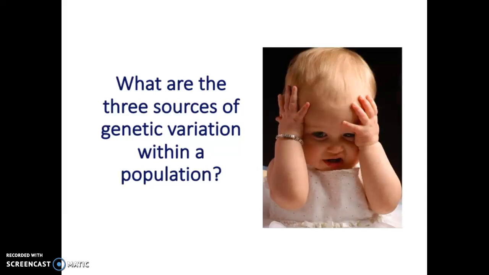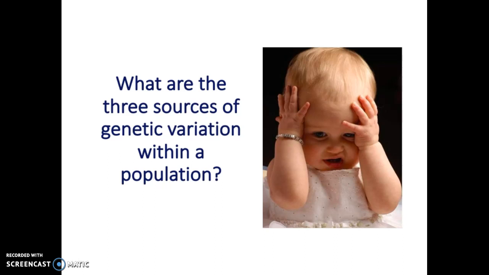All right, the question that we want to answer here for evolution is what are the three sources of genetic variation within a population? You all know that genetic variation is a requirement in order for evolution to happen. But what causes genetic variation?